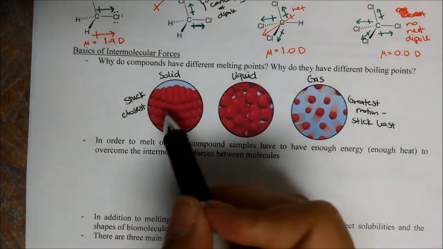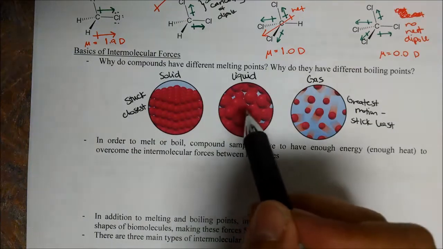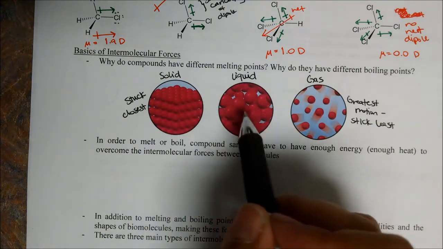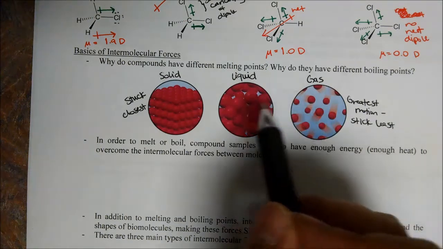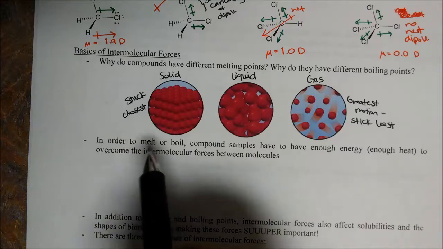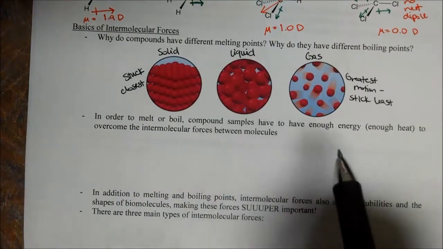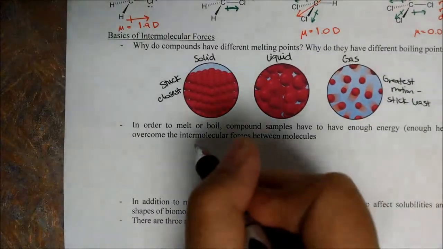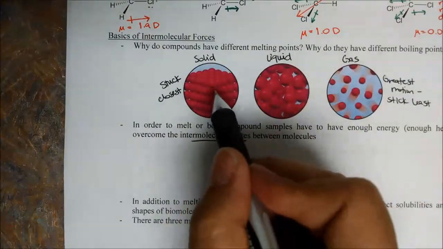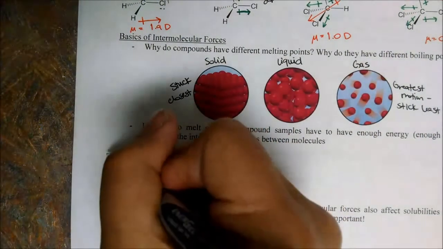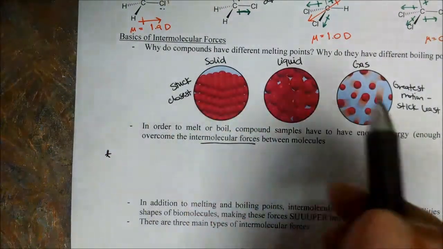Here they're all stuck together nice and tightly. In the liquid, they have a little bit more freedom, so they had to overcome the stickiness of the solid, and then to actually boil and have all this freedom, they again have to overcome the forces holding them in the liquid state. So that's what it says here. Compound samples have to have enough energy or enough heat to overcome the intermolecular forces. There's something holding them together in this ordered state as well as in the liquid. So we have to overcome each of those in order to change phases.